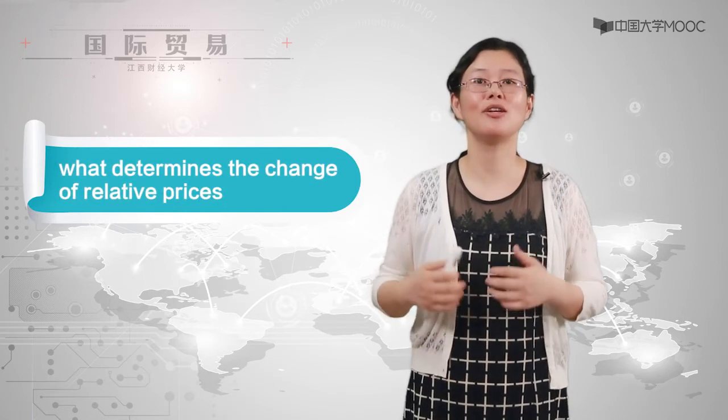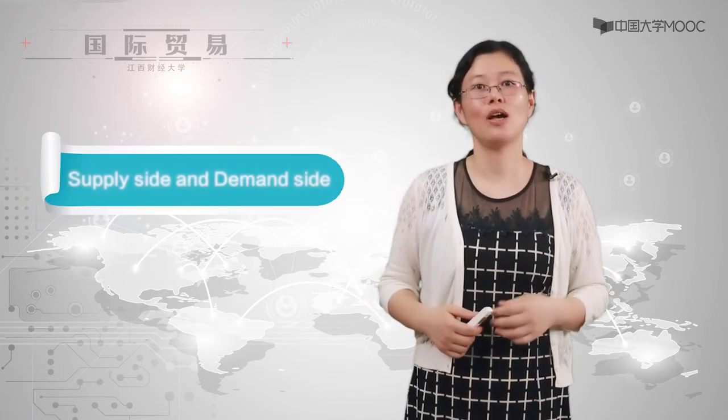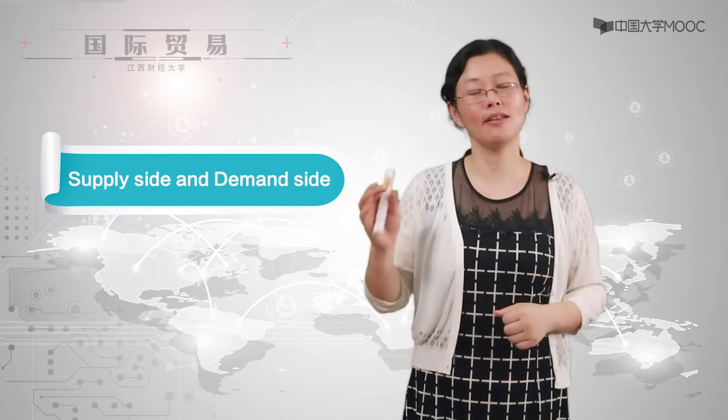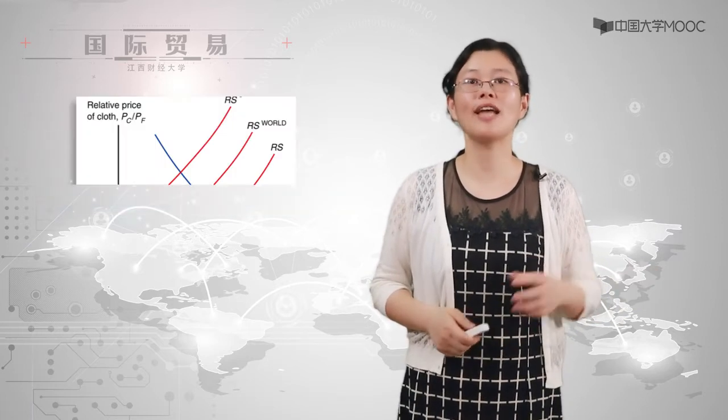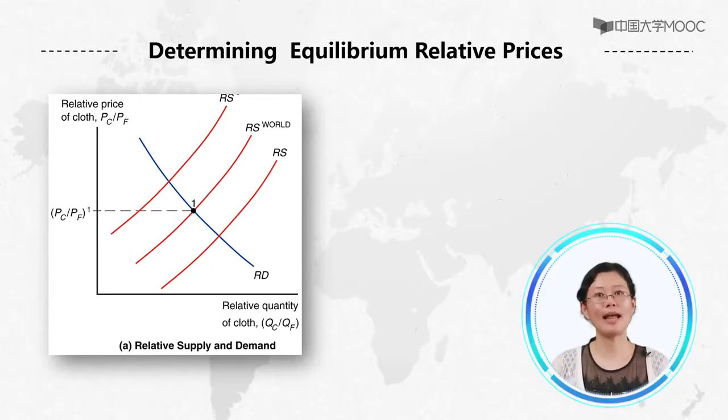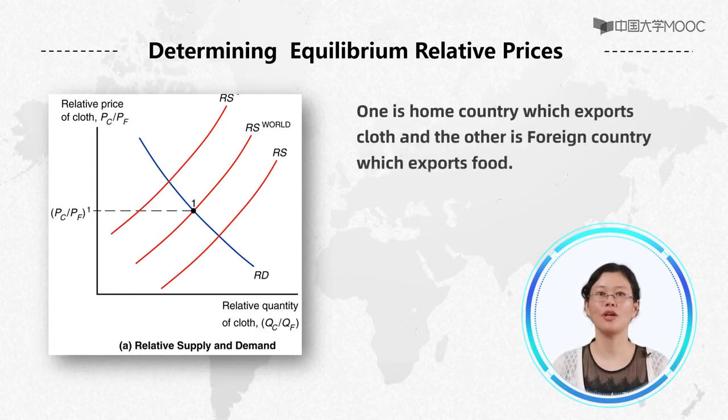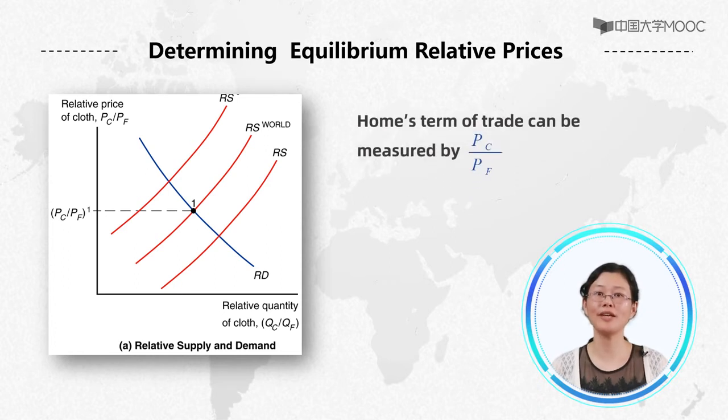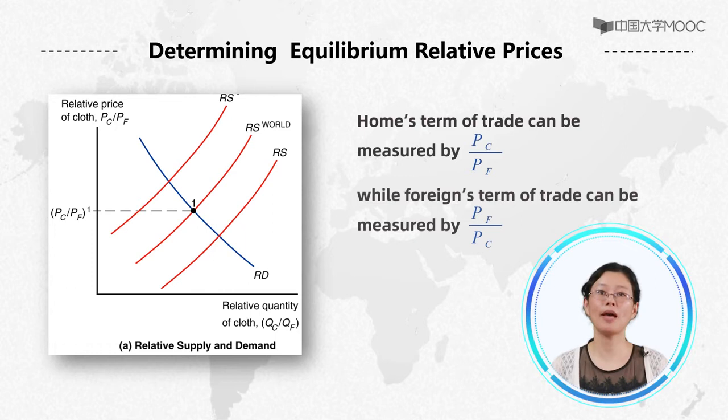What determines the change of relative prices? We will use equilibrium analysis, which considers the supply side and the demand side. Let's look at figure 1a. Suppose that the world economy consists of two countries. One is the home country, which exports clothes, and the other is the foreign country, which exports food. So, home's terms of trade can be measured by PC divided by PF, while foreign's terms of trade can be measured by PF divided by PC.